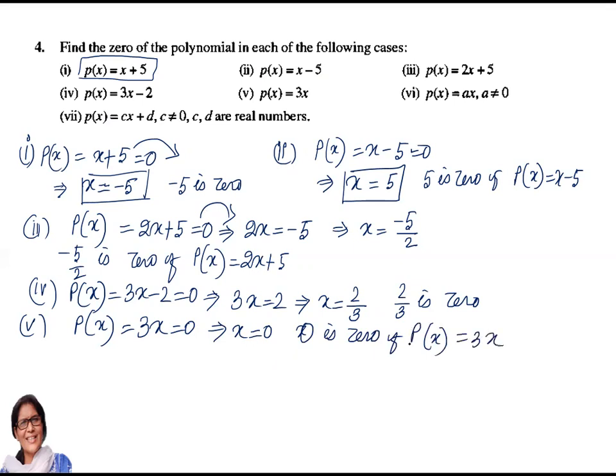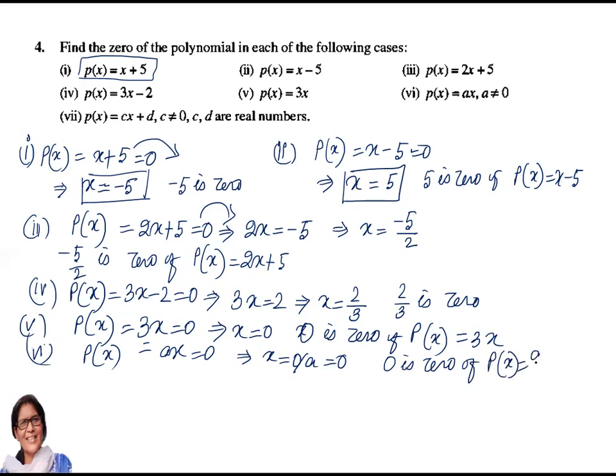Sixth one, p(x) is equal to ax. So ax is equal to 0. ax is 0 means x is 0. 0 by a is 0 or a 0. So 0 is 0 of p(x) is equal to ax.